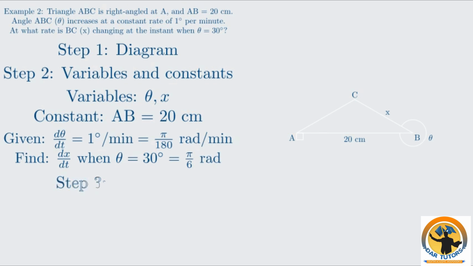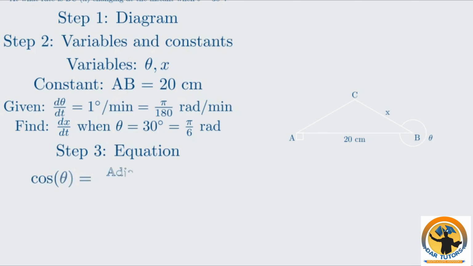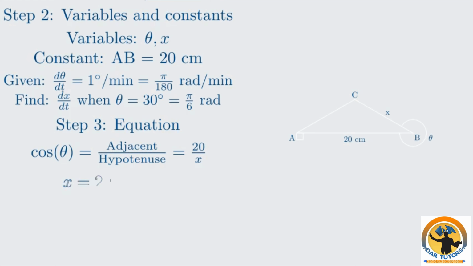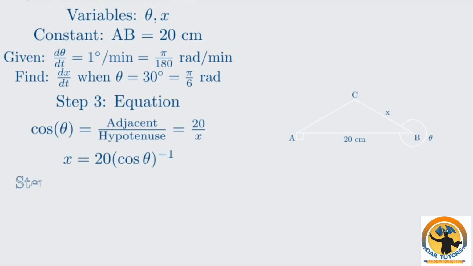Step 3. Equation. We need an equation relating theta and x. Since we have the adjacent side and the hypotenuse, we use the cosine function. Cosine of theta equals adjacent over hypotenuse. So cos theta equals 20 over x. It's often easier to differentiate if we write this as x equal to 20 times cos theta to the power of -1. Step 4. Differentiate with respect to t.